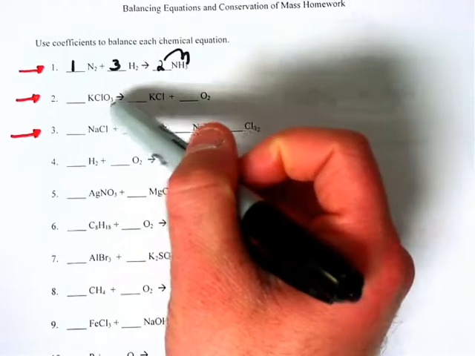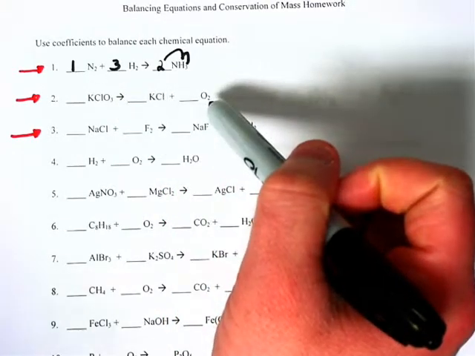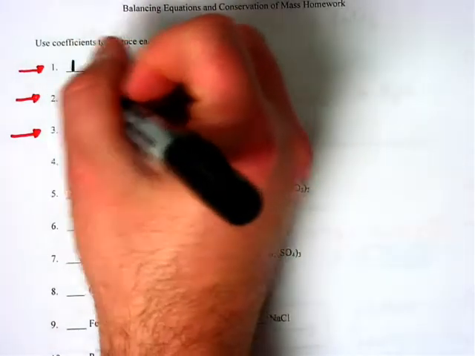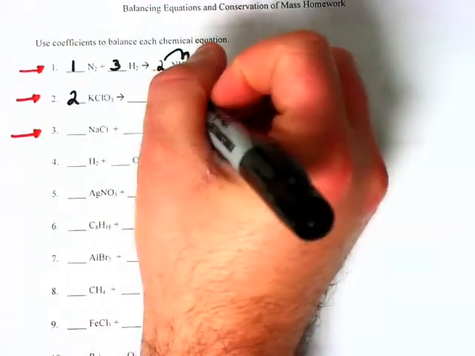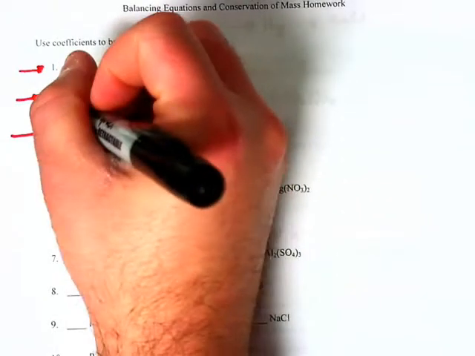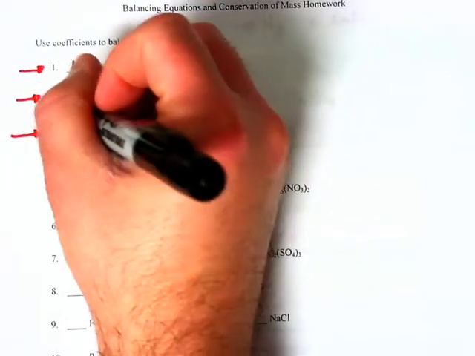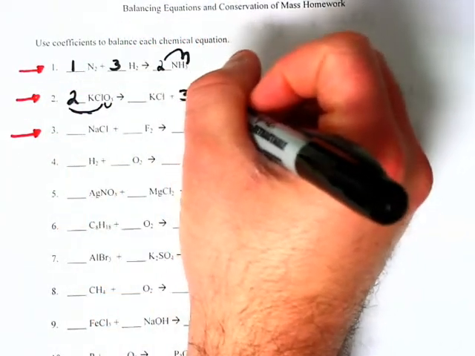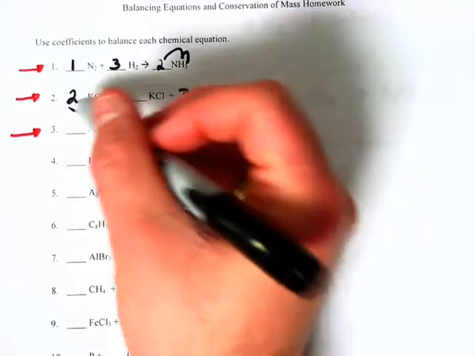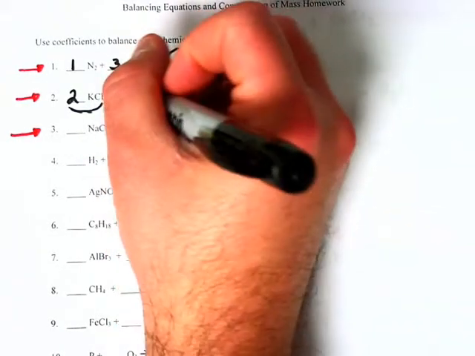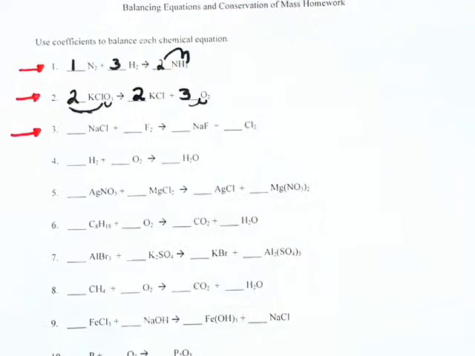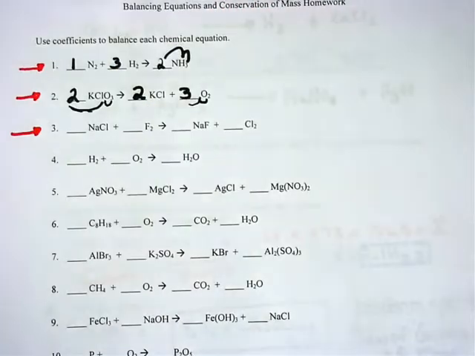There's 3 O's on the left, and then 2 O's on the right. So to fix that, I think putting a 2 there and a 3 there would make 6 O's on the left and 6 O's on the right, which is great. But you've also messed up your K's and Cl's in the process, so make sure you put a 2 in that middle blank there, because I think I saw some of you forgot to do that. Make sure you put that there.